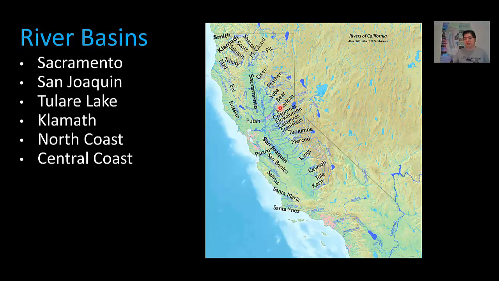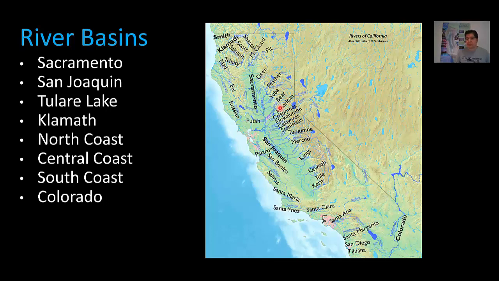Basically, those are the rivers on that central coast that drain directly into the ocean. South coast, we continue with the Santas and Sans: Santa Clara, Santa Ana, Los Angeles, Santa Margarita, San Diego, Tijuana. All of those rivers drain into the ocean.